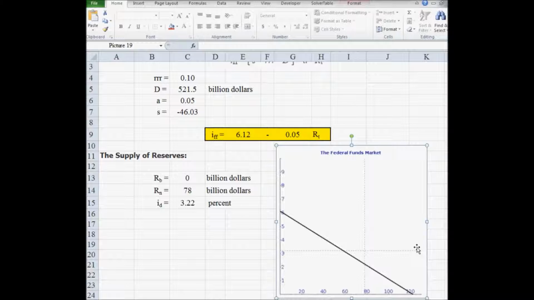I've copied and pasted the diagram from Cengage Now here into Excel. The supply curve is the L-shaped part of the dashed cross that starts at $78 billion, goes up until the discount rate of 3.22, and then goes right. The equilibrium federal funds rate is the interest rate at the intersection of demand and supply. The equilibrium federal funds rate is roughly 2.2%.